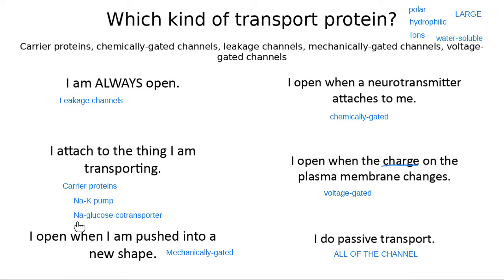So big idea here: carrier proteins do active transport. When we talk about passive transport, the kind of protein that does that is channel proteins. I can also do that just going straight through the membrane, just doing diffusion or just doing osmosis. But the only way I can do this active transport thing is by using carrier proteins. So carrier proteins do active transport, channel proteins do passive transport.